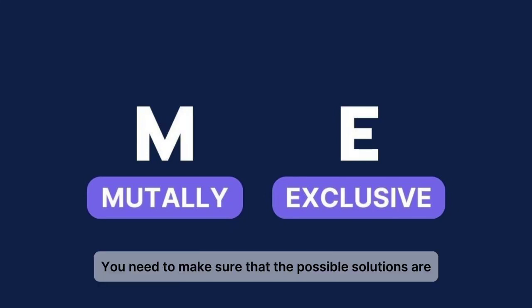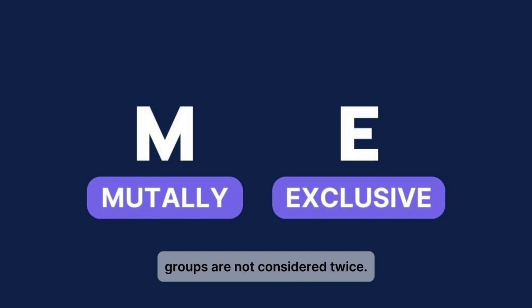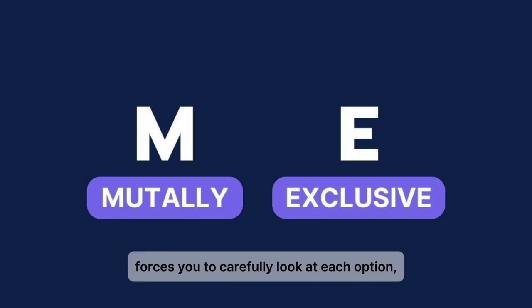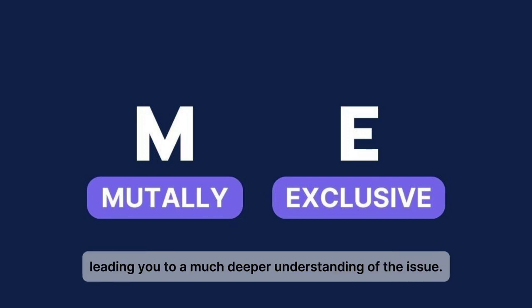You need to make sure that the possible solutions or groups are not considered twice. Proving exclusiveness forces you to carefully look at each option, leading you to a much deeper understanding of the issue.